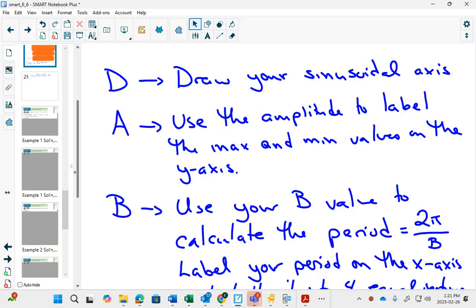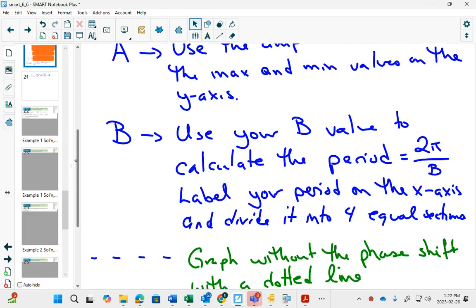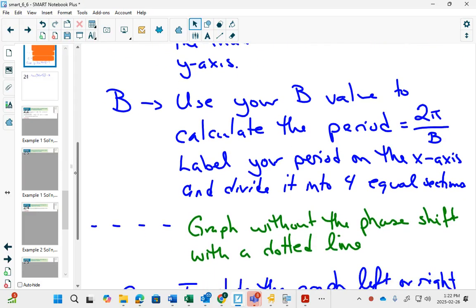Then we're going to use our amplitude, because amplitude is the distance from a center line to a max and center line to a min. We're going to use that amplitude to get our max and min. If you weren't here at the end of last class, this is on a video, so you can get it later.